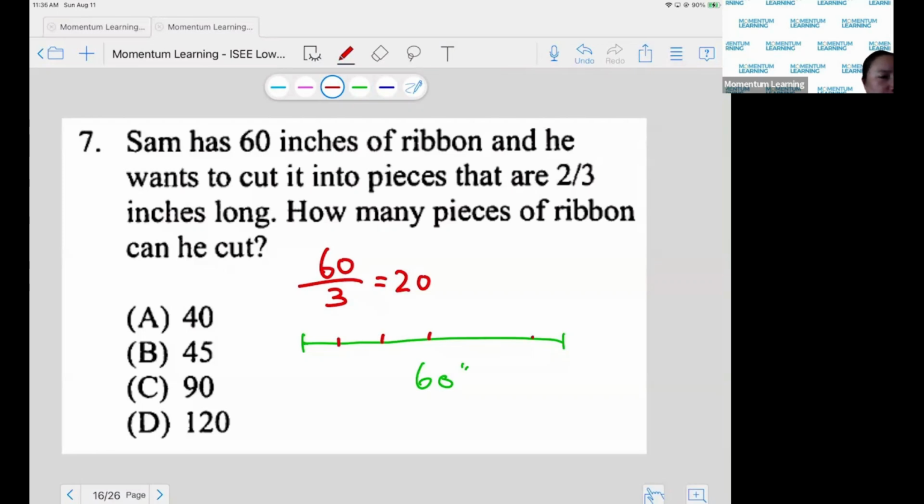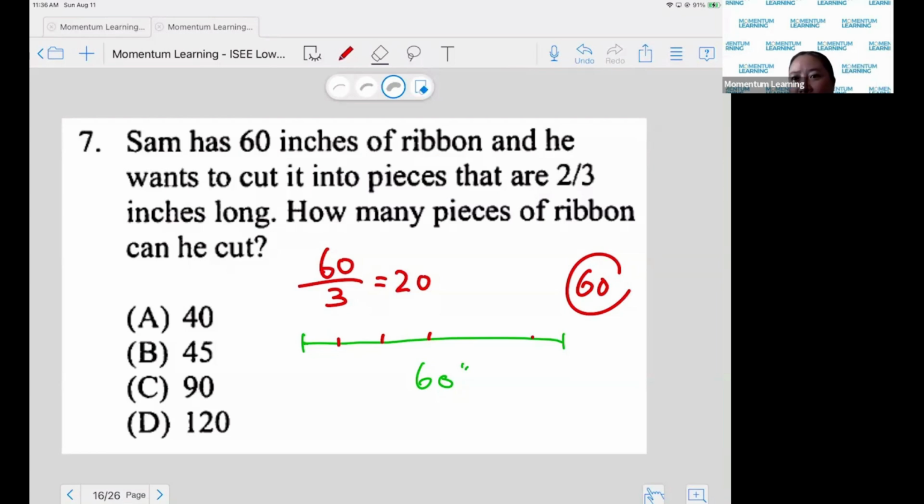If I cut this whole 60-inch ribbon 1 inch apart, then you have 60 pieces, correct? Now I am cutting a shorter, smaller piece, 2/3. Will you have more pieces or fewer pieces than 60? If each piece is 1 inch, you can have 60 pieces. Right now you are cutting even shorter, so 40 does not make sense, unless you are cutting longer pieces. Something is wrong.